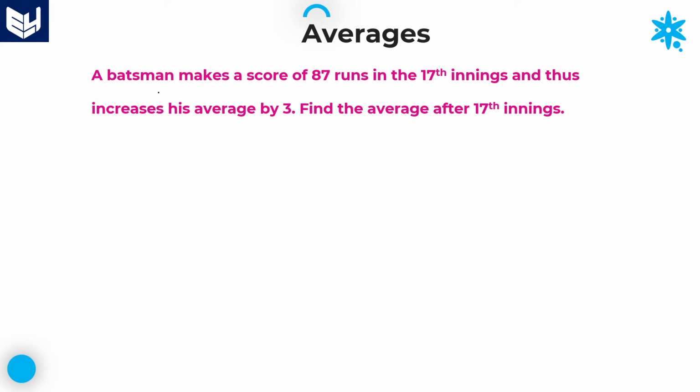See here, very important problem. Listen carefully. A batsman makes a score of 87 runs in the 17th innings and thus increases his average by 3. As he is scoring 87 runs in the 17th innings, because of that his average is increased by 3. Now the question is, find the average after 17th innings. That is the question he is asking.